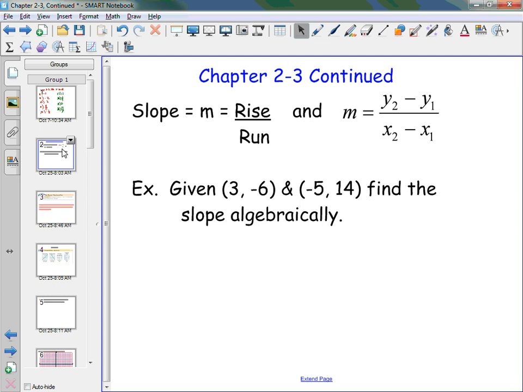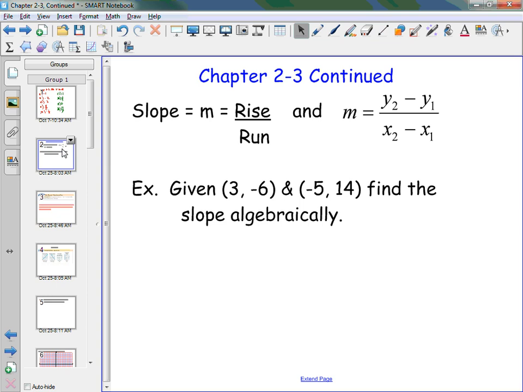Okay, slope is equal to m, which is rise over run. That is our graphical definition. Our algebraic definition is that m is equal to y2 minus y1 over x2 minus x1. Correct? Everybody knows what I'm talking about here? Excellent. Today I'm going to give you 2 points, and we're going to have a quick review of finding slope algebraically.